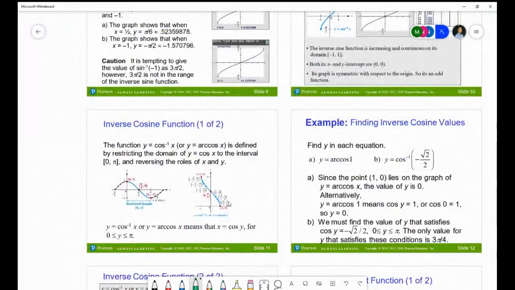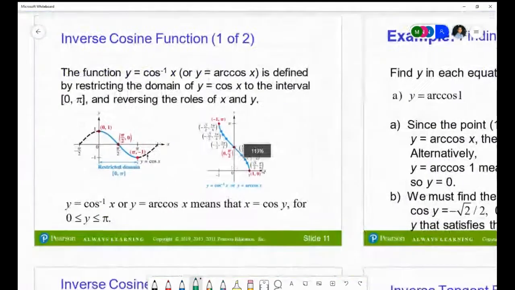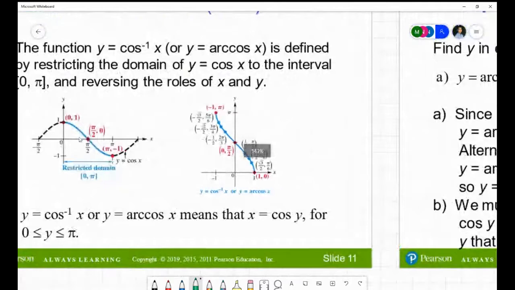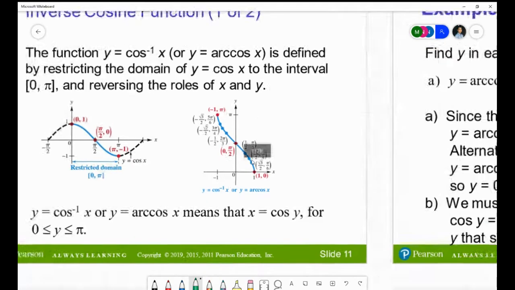And similarly, we can see that for the graph of inverse cosine, we restrict it to 0 and pi, which is the first and second quadrant. And that is because in the second quadrant, cosine is 0. And if I take this and reflect it over the line y equals x, I will get this function over here, which is the inverse.